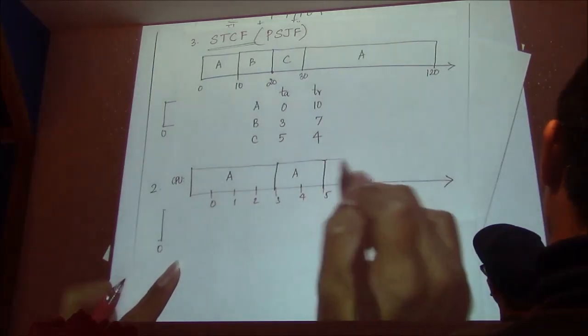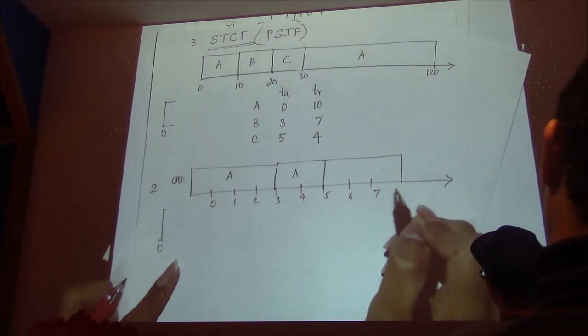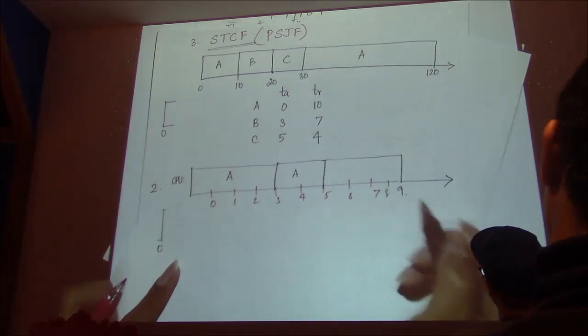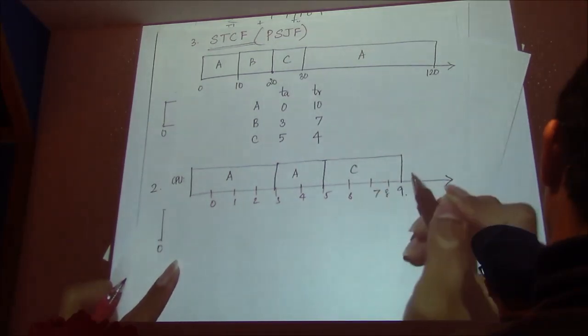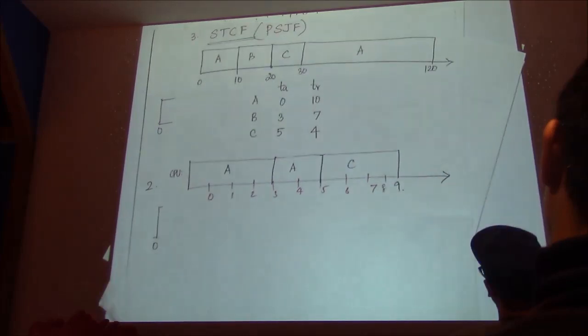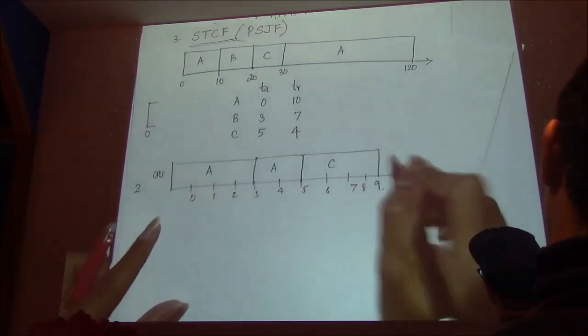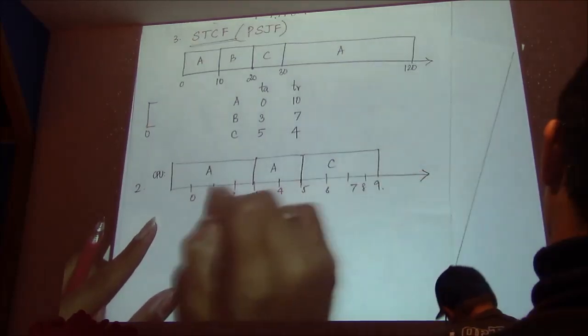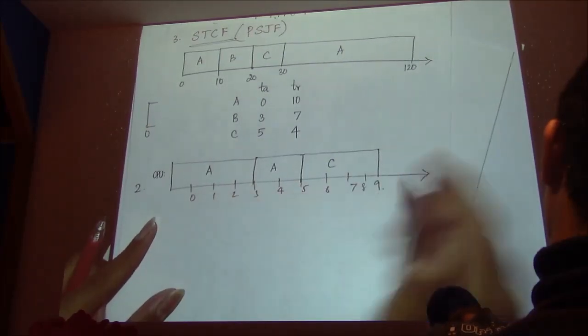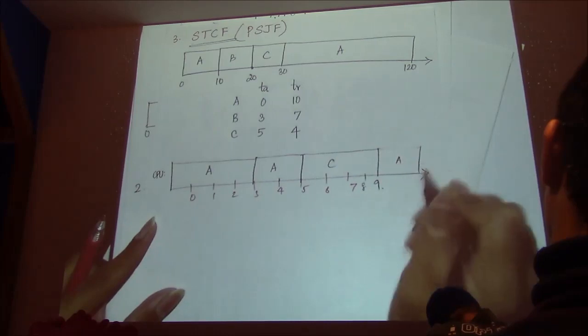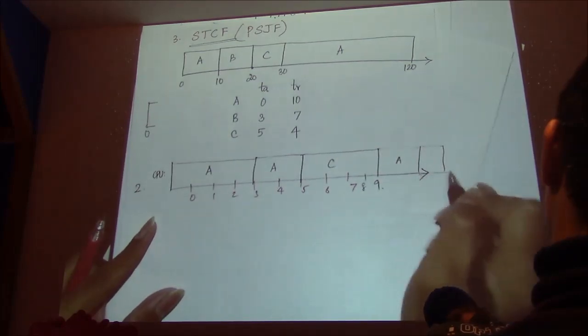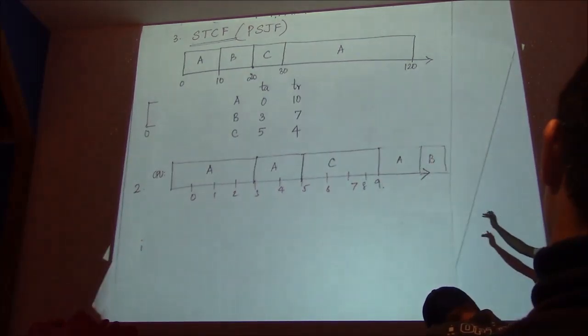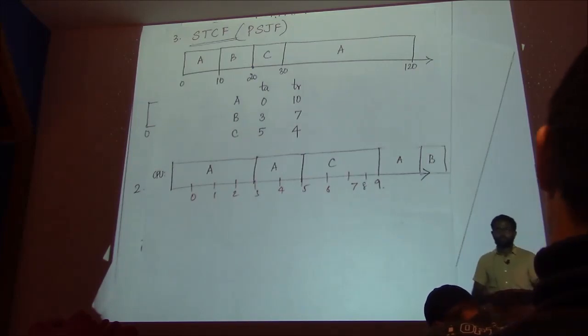So the next thing is going to be till 9. Till 9 is going to be C, and then after that, what is going to be scheduled? Is it going to be A or B? A, exactly. So it's going to be A for 3, 4, 5 more things, and then at the end, it's going to be B. This is how the scheduling here works.